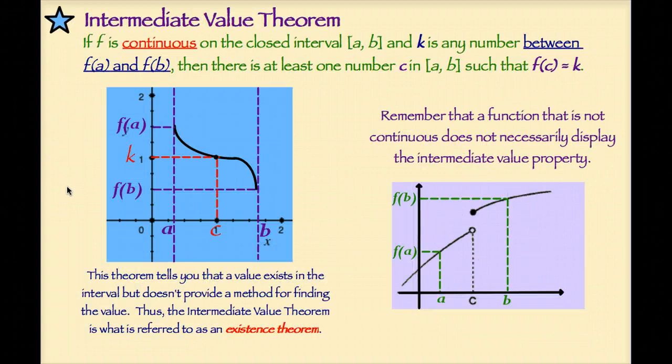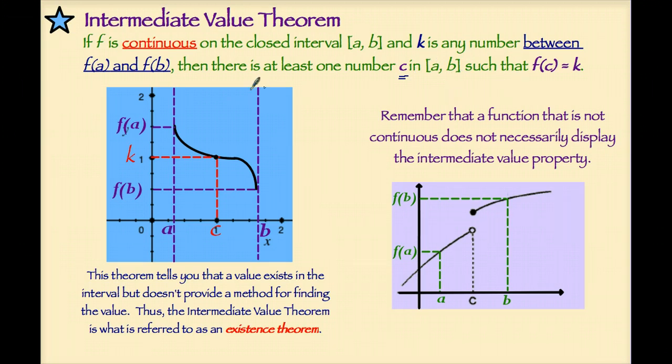Let's look at a definition of the intermediate value theorem. If f is continuous on the closed interval [a, b], and k is any number between f(a) and f(b), then there is at least one number c in the interval [a, b] such that f(c) equals k.